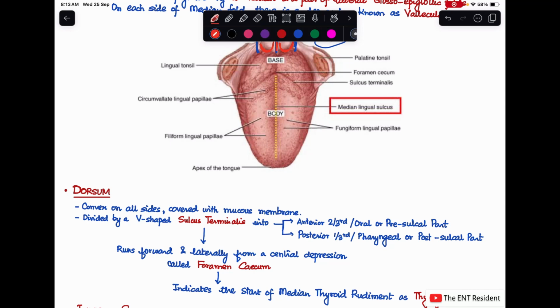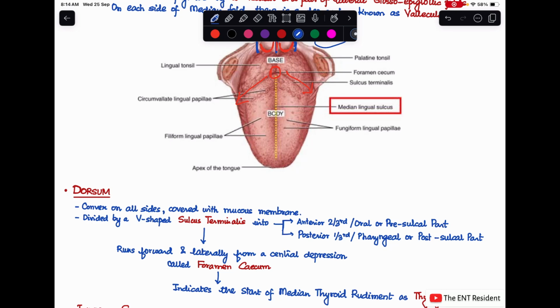Now, this sulcus terminalis begins at a point where there is a central depression. You can see over here, there is a central depression, which is known as the foramen cecum. The sulcus terminalis commences from here and it runs forward and laterally, like this. And this foramen cecum, there's a question that sometimes you are asked in viva if you have gotten a case of a tongue carcinoma.